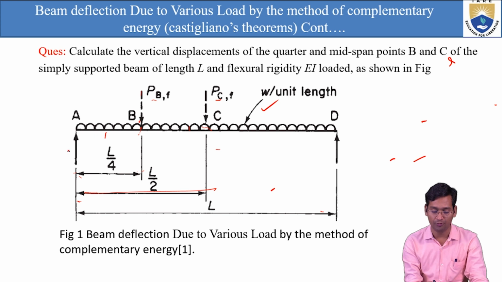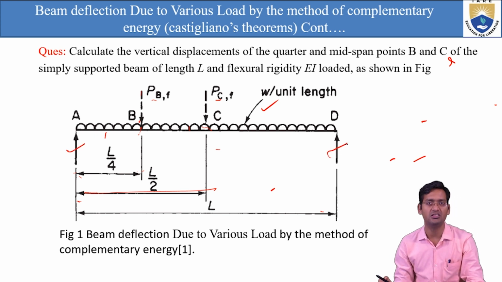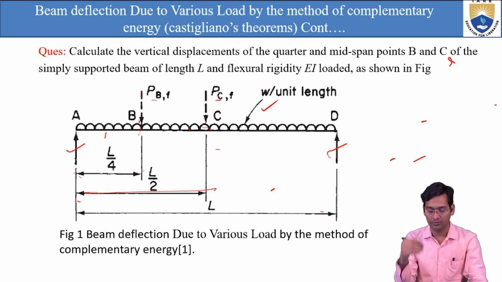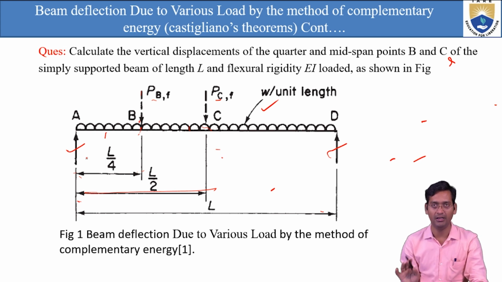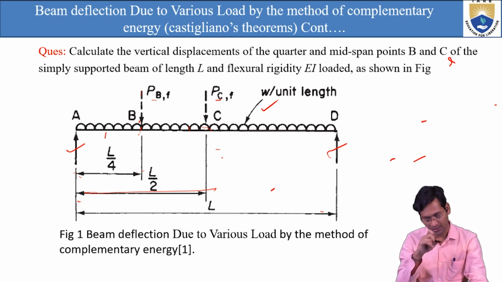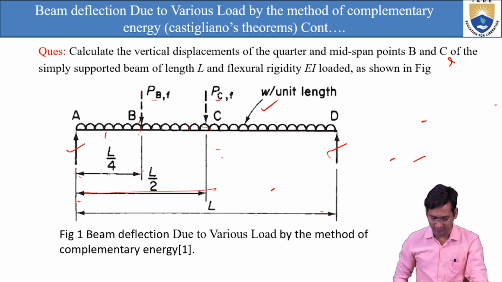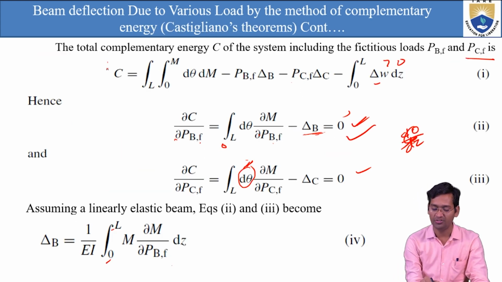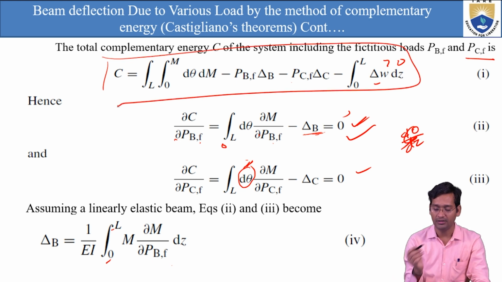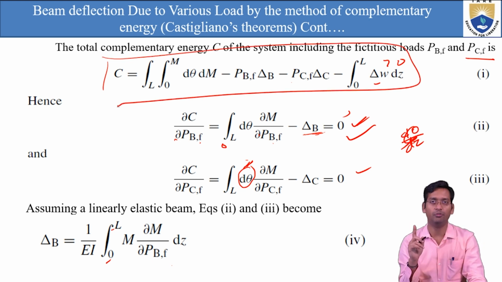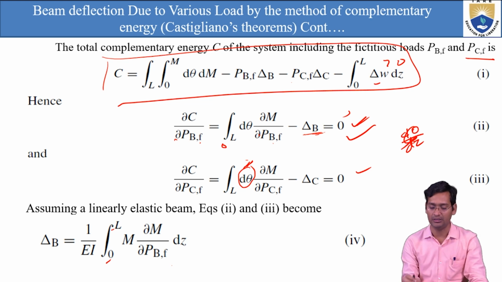Now what we have to do? We have to find the supports first. Apply the sum of vertical forces, the upward and downward forces, which gives one equation for force, and another equation for moment, so that we find RA and RD. Once we have RA and RD, next we use the complementary energy method. Here we have to differentiate with respect to PBF for del B and with respect to PCF for del C, right?